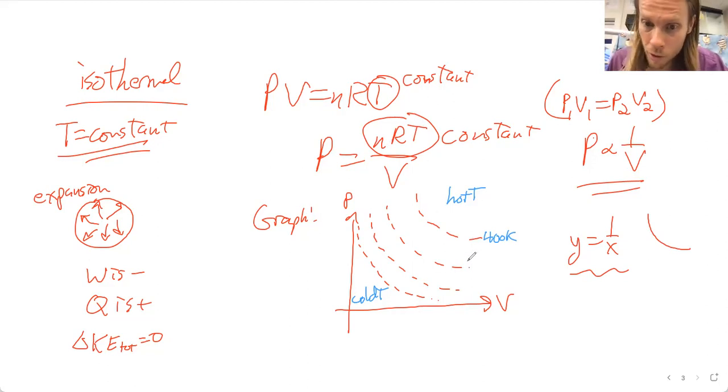Change T to 300. They will not overlap. It'll simply be almost a parallel curve, if that makes sense. A parallel curve meaning they won't intersect. That's what I'm using that word to mean. Say this is 200 and this is 100. The point is they're going to be non-intersecting curves that are an inverse function.